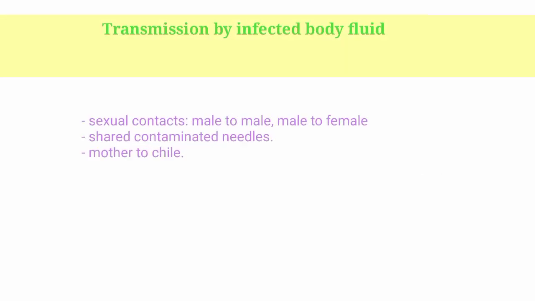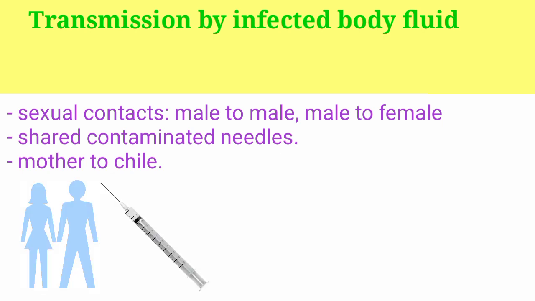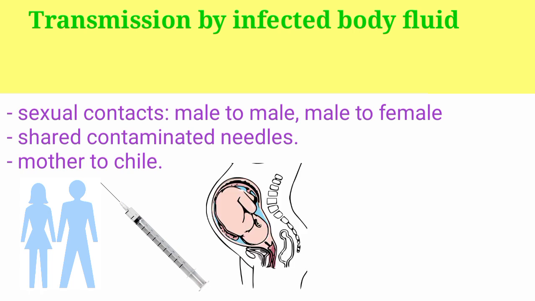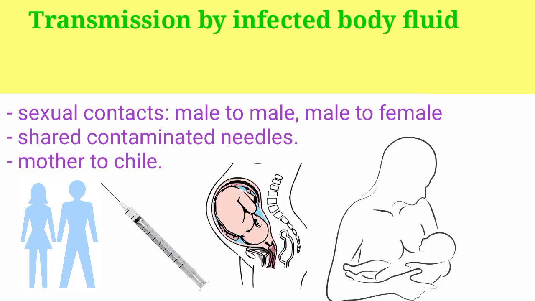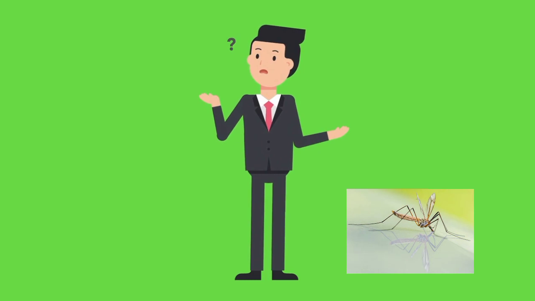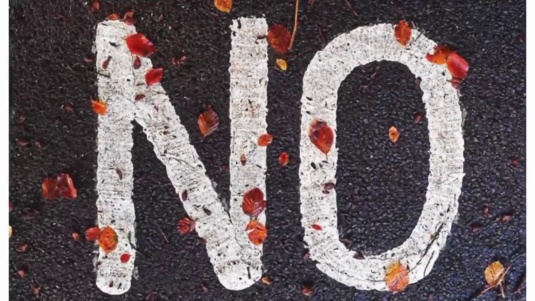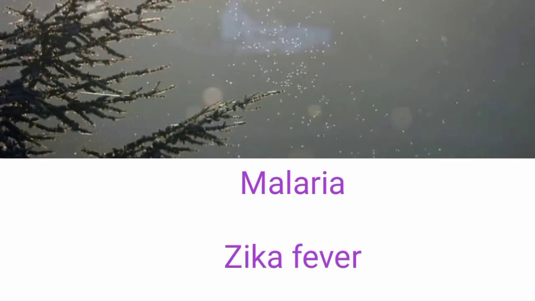HIV is transmitted through infected body fluids, most commonly by sexual contact, shared contaminated needles, and from mother to child during childbirth or through breastfeeding. It is not transmitted through air or casual contact. Now, a very important question: can mosquitoes or other blood-sucking insects spread HIV or not? The answer is no. Mosquitoes can carry diseases such as malaria and Zika fever.